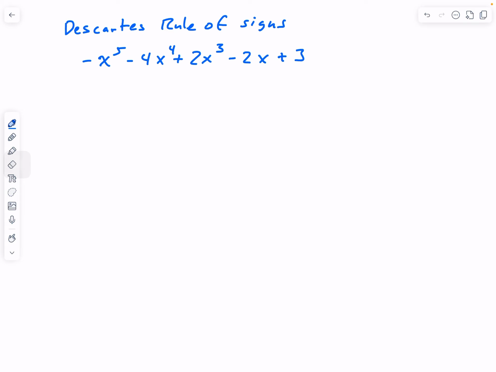Okay, so the idea here is this has a bunch of zeros as answers, right? When will this equal 0? And we can tell if those solutions are positive or negative, or the possible number of them. And the way it works is we first are looking for positive. So let's look for positive solutions.